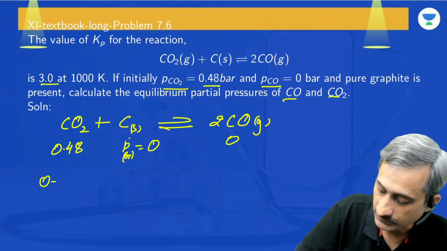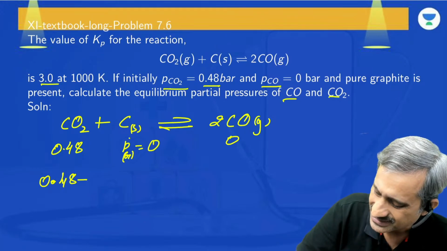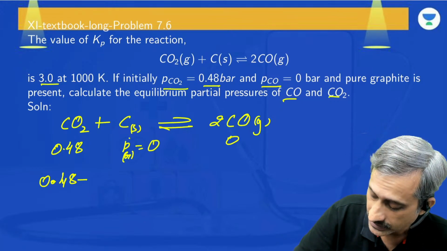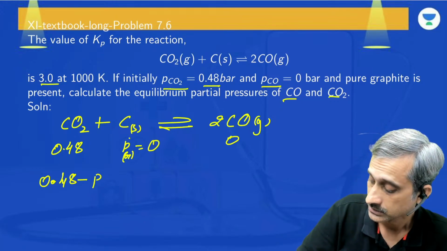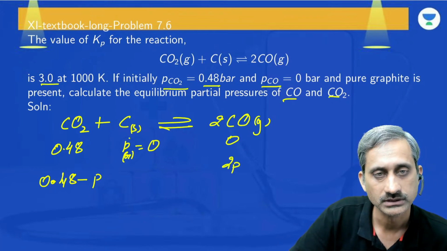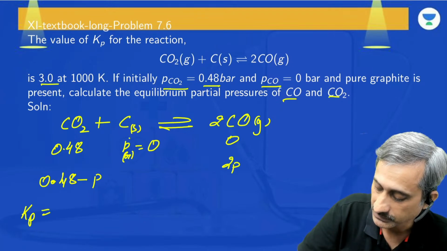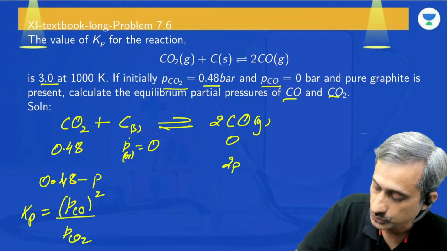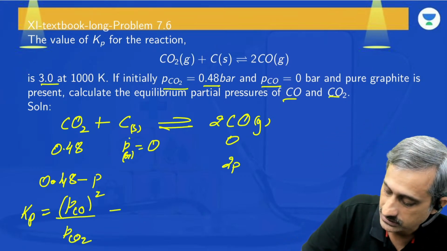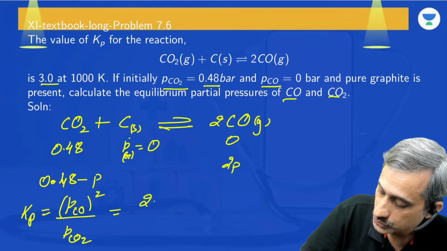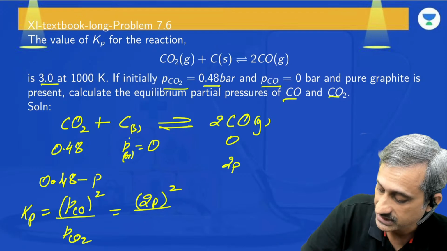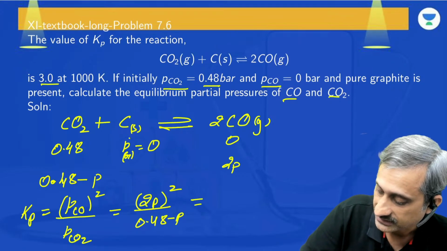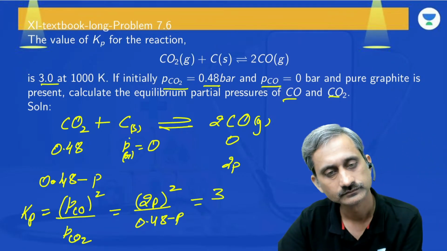Now let us consider that of the 0.48, a small amount P is getting dissociated. Now here 2P amount will be formed. And Kp will be equal to the partial pressure of CO raised to power 2 divided by the partial pressure of CO2. That would be equal to (2P) raised to power 2 divided by (0.48 minus P), and that's equal to 3. Will you be able to solve it now?